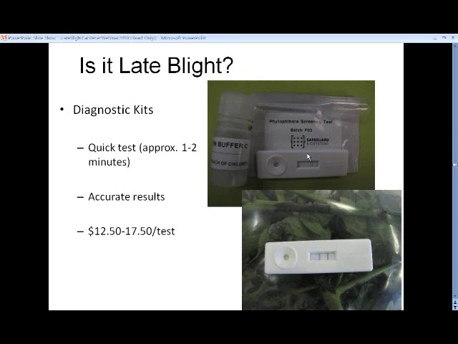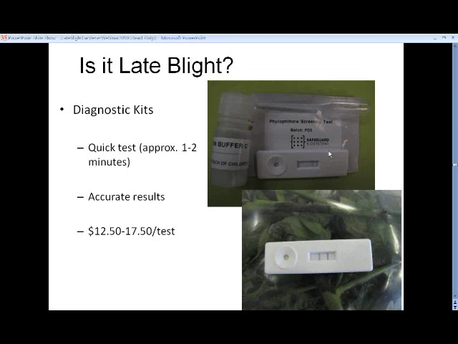There's also diagnostic kits. You could purchase these yourself on the internet, but better to take it to a laboratory, let them run the test, because then they know and they can move on to the next step of notifying other people where it's occurring.